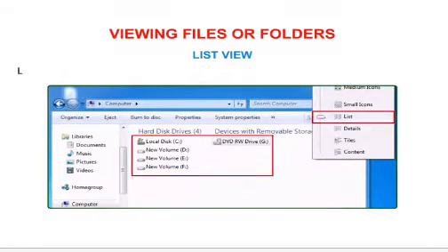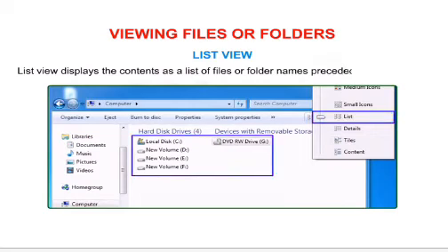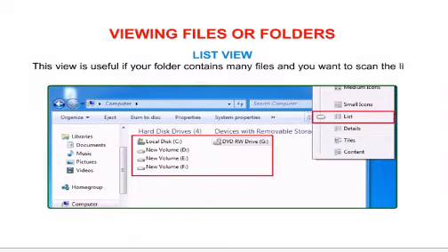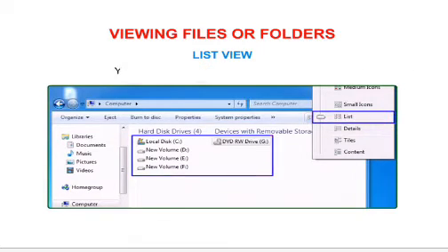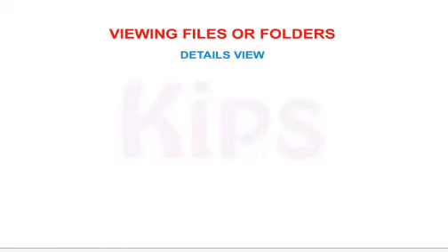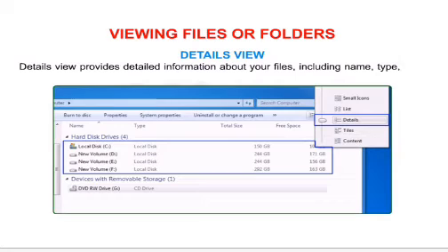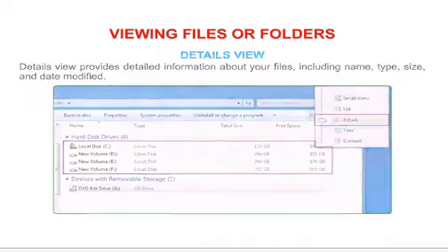List view. List view displays the contents as a list of files or folder names preceded by small icons. This view is useful if your folder contains many files and you want to scan the list for a file name. You can sort your files and folders in this view. Details view. Details view provides detailed information about your files, including name, type, size, and date modified.